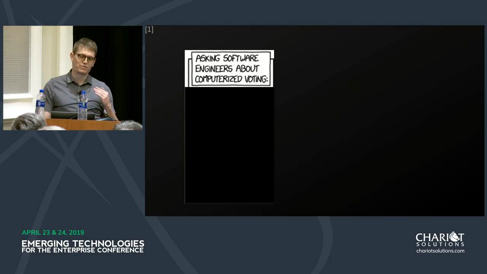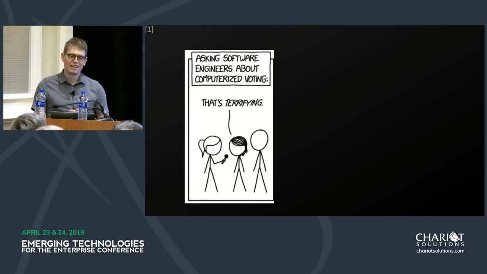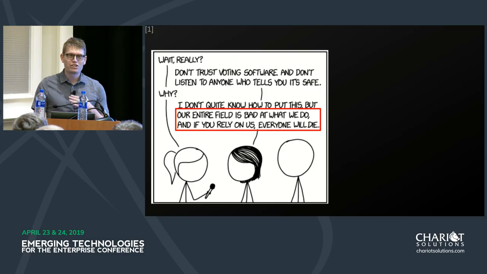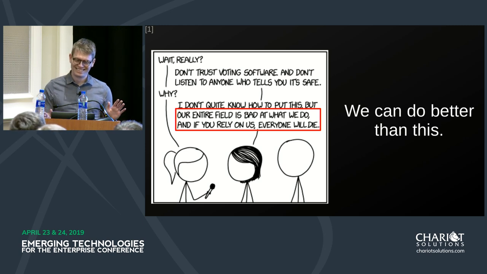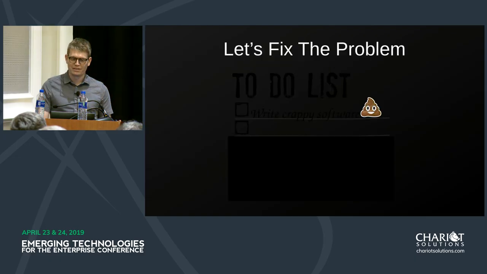If you ask a software engineer about computerized voting, they'll say something like, that's terrifying. Our entire field is bad at what we do, and if you rely on us, everyone will die. We can do better than this. Okay, so let's fix the problem.